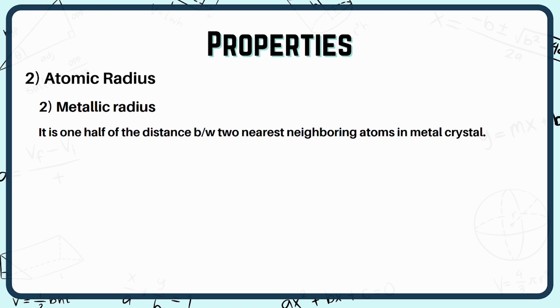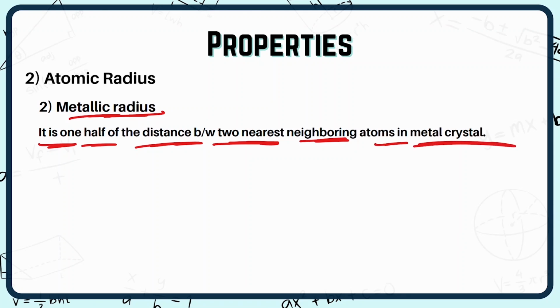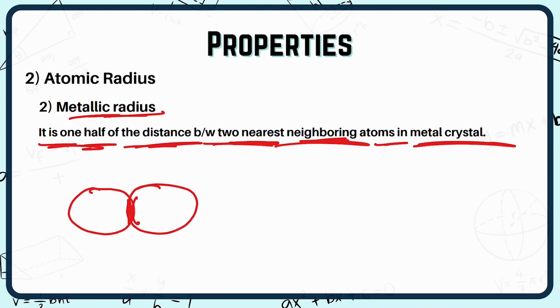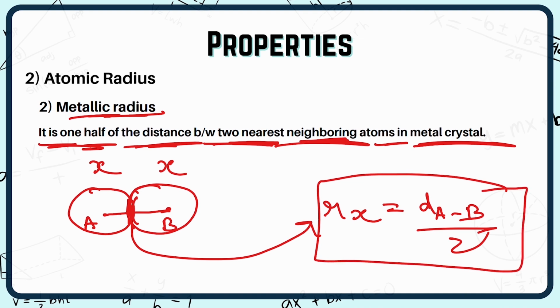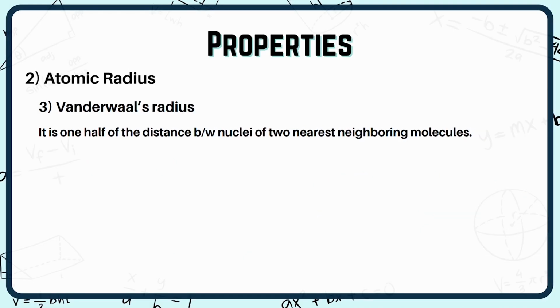Okay. So now we have got the second type of atomic radius, that is metallic radius. It states that it is one half of the distance between two nearest neighboring atoms in a metal crystal. Let me just draw a diagram here as well. These are two atoms, neighboring atoms. These are the nuclei. So radius of X will be what? It will be d of AB upon 2. Got it? Just like the covalent one. Very simple.